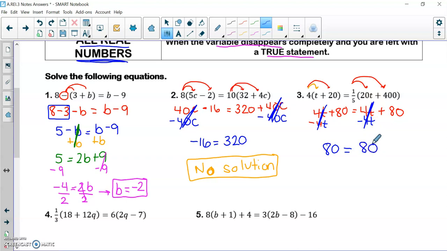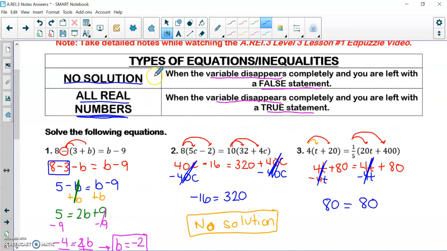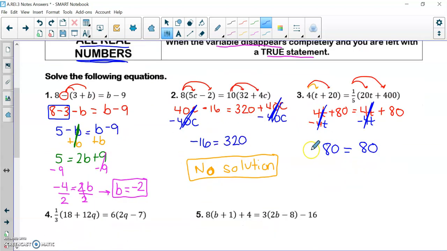So my variable completely disappeared, and when that happens, again, you have two choices here. When your variable completely disappears and you end up with a true statement like we have here, because 80 does equal 80, then your answer is all real numbers. And what that means is that any number you put in for t will actually be a solution to this equation. It would make this equation true. Any number would make this equation true.